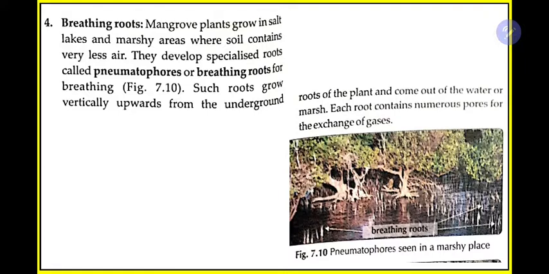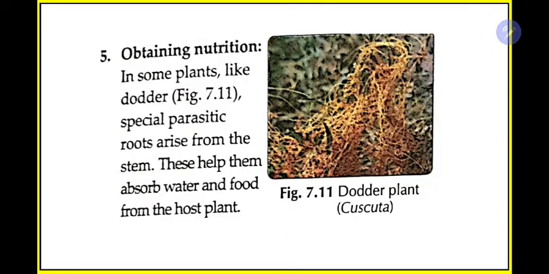So moving to the last type, obtaining nutrition. To obtain nutrition also, some plants have developed modified types of roots. For example, you will find it in the dodder plant. In common language you call it Swarnalata in Bengali, or in English you can call it the dodder plant. In scientific language you can call it Cuscuta. They have parasitic roots.